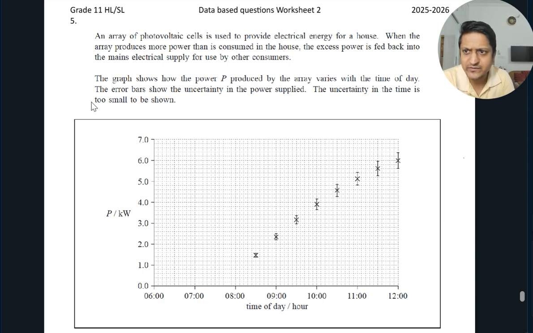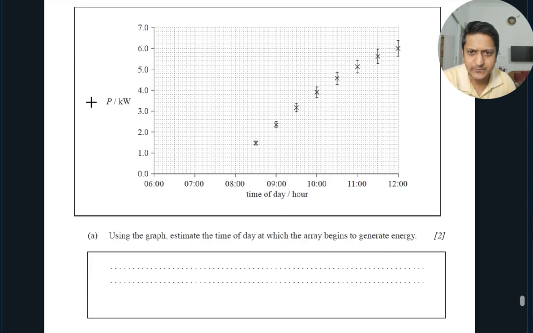The question says that an array of photovoltaic cells is used to provide electrical energy for a house. When the array produces more power than is consumed in the house, excess power is fed back into the mains electrical supply for use by other consumers. The graph shows how the power P produced by the array varies with time of the day. The error bar shows the uncertainty in the power supplied. The uncertainty in the time is too small to be shown.